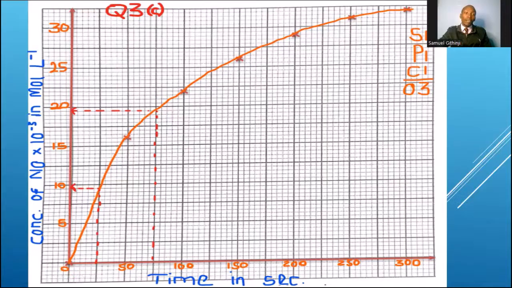Maybe another very common mistake is where the student fails to make their scale uniform. If you decide to skip 25 for 1 centimeter, the other one should still be 25. Another 25, 25, not 25, then 50 and the like. So that is how the student was to do the graph for question 3, part C.